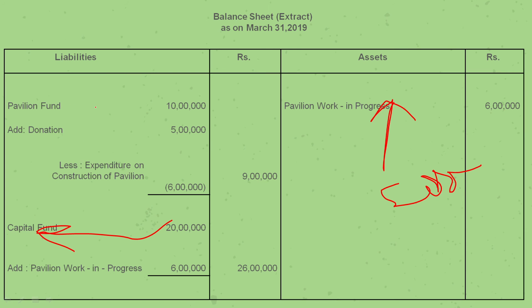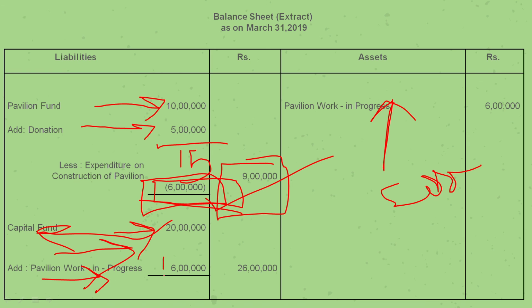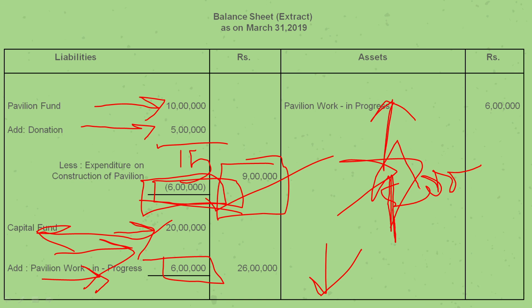Okay, so suppose we had a pavilion fund of 10 lakh and we received a donation for the pavilion fund of 5 lakh. So now we have a total pavilion fund of 15 lakh, and out of that we used 6 lakh this year for the pavilion. Mind you, it's not completely created yet. So now we have a pavilion fund left of 9 lakh, but this 6 lakh we're going to add to the capital fund, naming it pavilion in progress, because the pavilion is still being made. Our capital increased by 6 lakh, because the stadium is capital, which we can use anytime and is going to be ours forever. And the pavilion is also an asset.